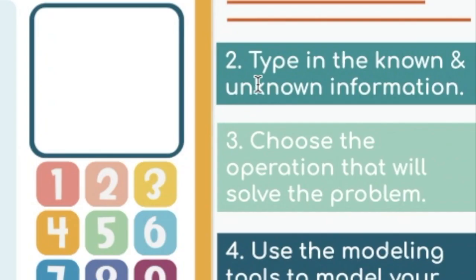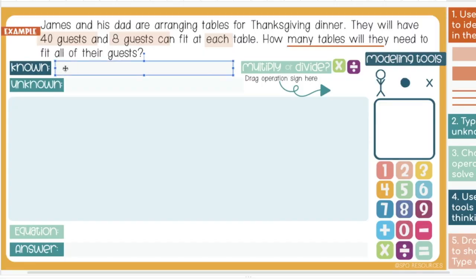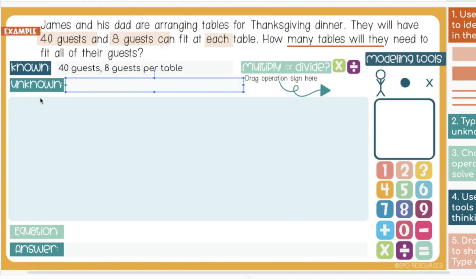Step 2 says, type in the known and unknown information. In my known information, I know there are 40 guests. I'll type 40 guests. And I know 8 guests can fit at each table, so I can put 8 guests per table. My unknown information is what I'm solving for, and that's based on my question. How many tables will they need to fit all their guests? So I will type total number of tables.